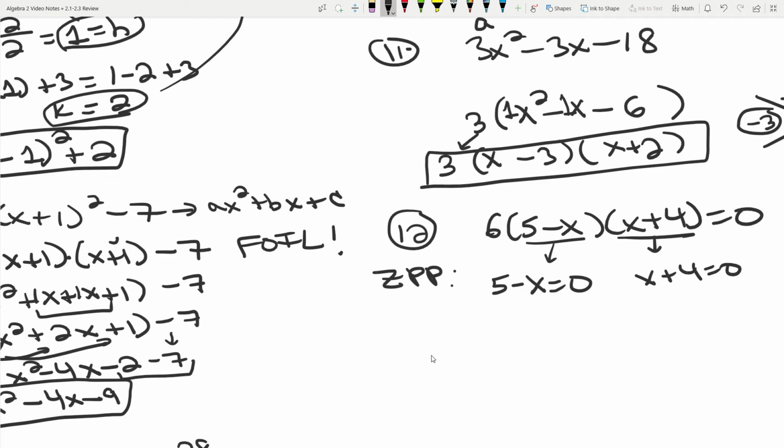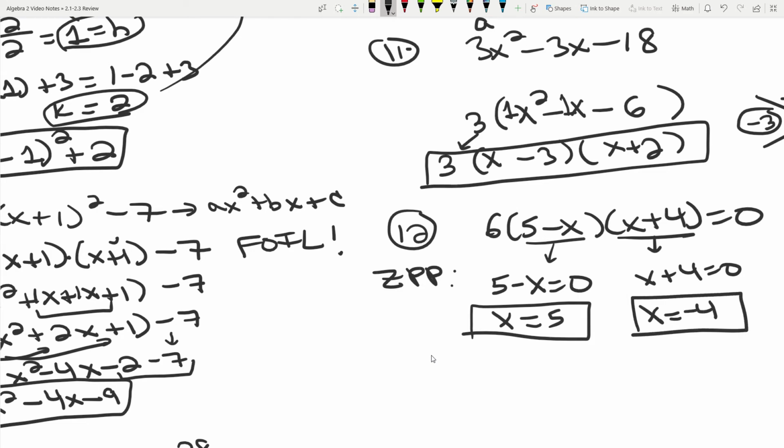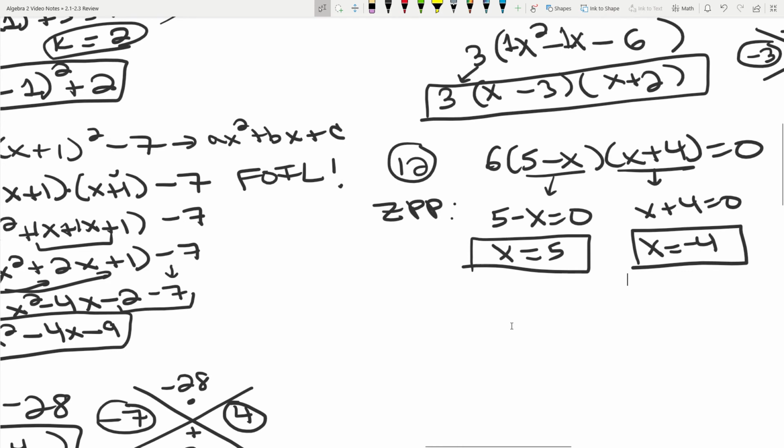So what makes this 0? Well, x has to equal 5. 5 minus 5 is 0. Done for that one. That's it. What makes this 0? Well, x has to be negative 4. Negative 4 plus 4 is equal to 0. So those are my two answers. That is all that they want there.